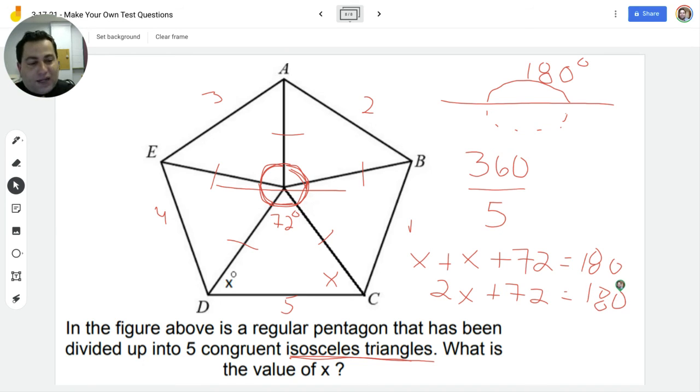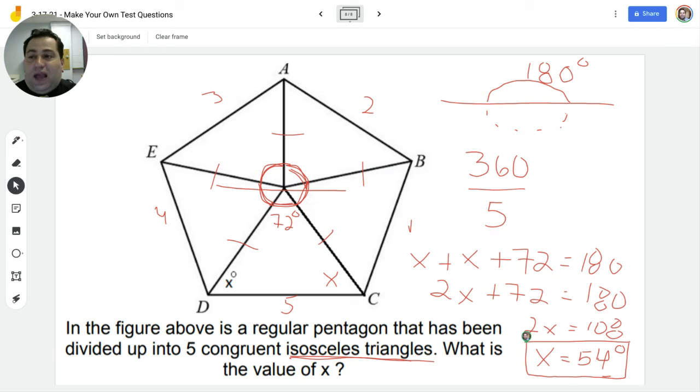I'm going to subtract 72 from 180. Well, 180 minus 70 is going to be 110. 110 minus 2 is 108. So I get 2x equals 108. Dividing both sides by 2, I'm going to do 108 divided by 2, and I get 54. And that is going to be the measure of x.